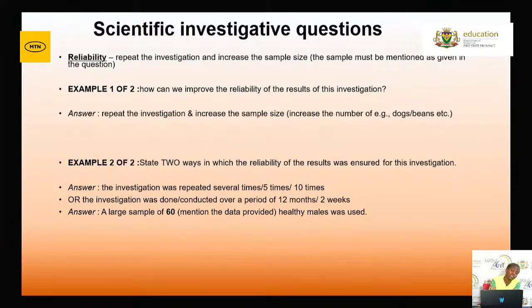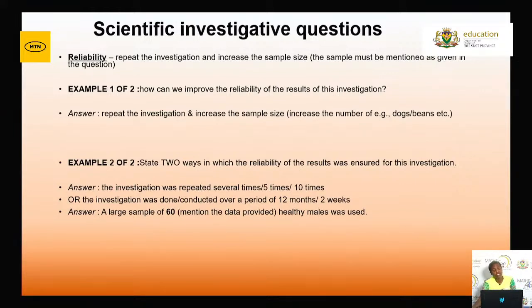And then you know that most of the time we answer this question by saying that we repeat the investigation or increase the sample size. But remember that you also have to mention that sample. Instead of saying increase the sample size, you just have to mention the sample, maybe by saying increase the number of dogs, if the experiment is based on the dogs, or increase the number of beans, if that particular experiment is based on the beans.